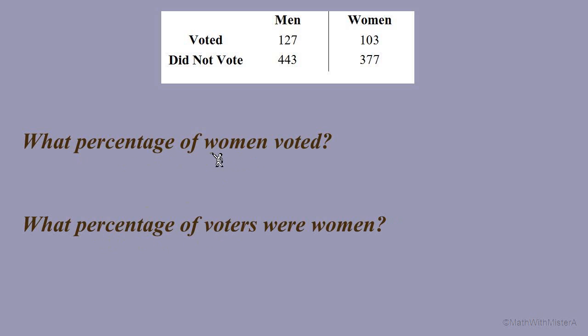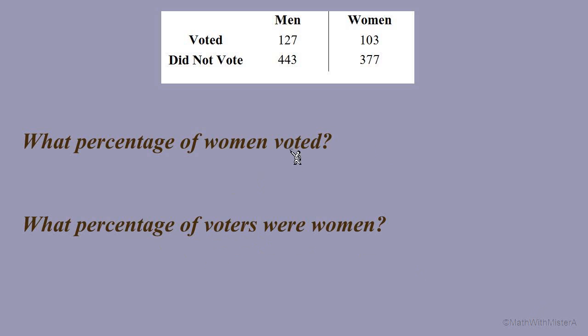So percentage of women is saying, think of just the women, how many of those women voted? The second question, asking about a percentage of voters, says, I want you to think only of all the people who voted, men and women. And out of that group, what percentage of those were women?